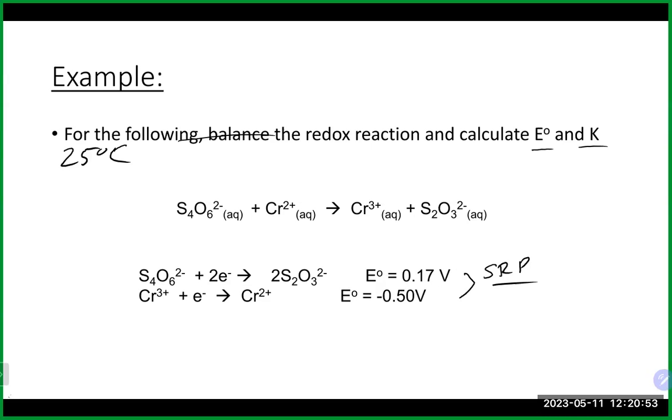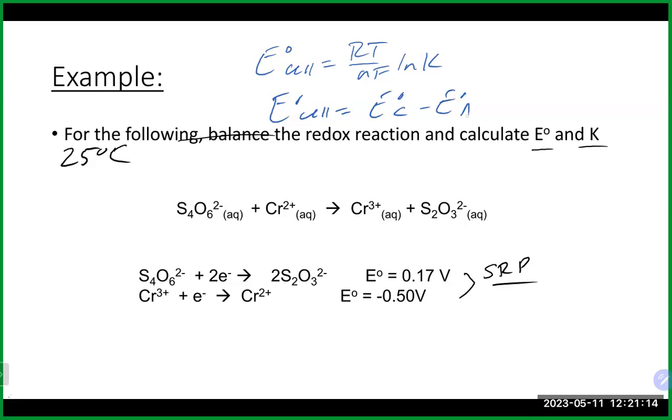Okay, let's take a look. So in this one, we're looking for E and K. So we would probably want to use obviously the version there that had the K value in it, which would be again RT/nF natural log of K. We also will do our E of the cell, E of our cathode minus E of our anode.